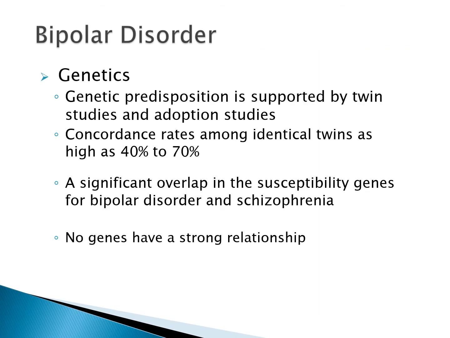To roll through some of the genetics, the genetic predisposition is supported by twin studies and by adoption studies. For identical twins, we see concordance rates as high as 40 to 70%, depending on the study. There is a significant overlap in the susceptibility for bipolar disorder and for schizophrenia. And no one gene has a strong relationship, or we can't point to a gene and say this is going to be predictive of having bipolar disorder.